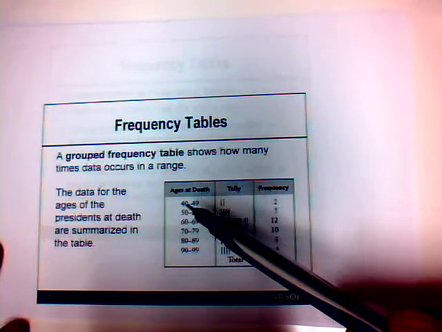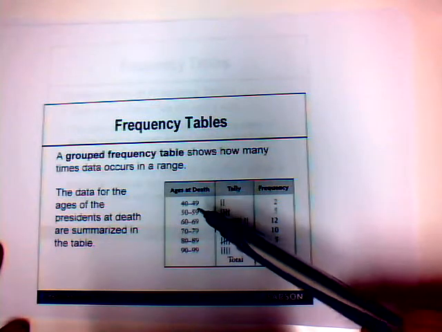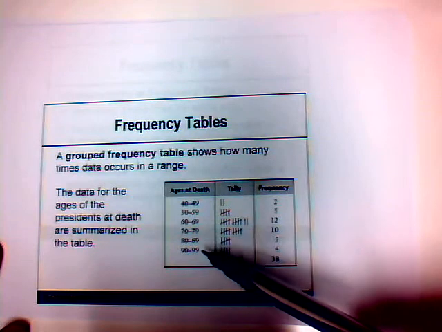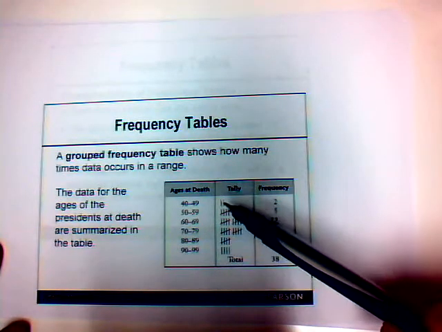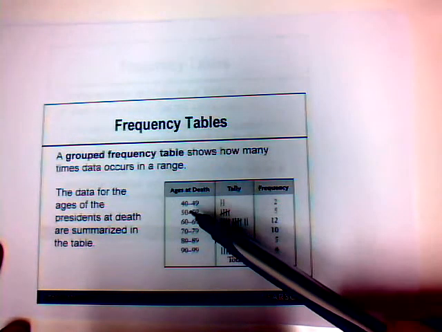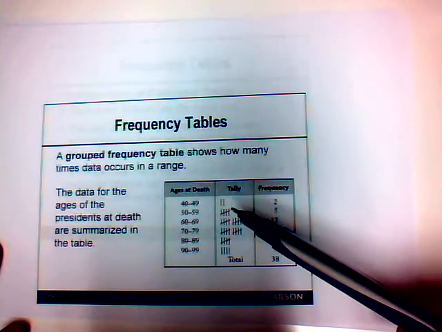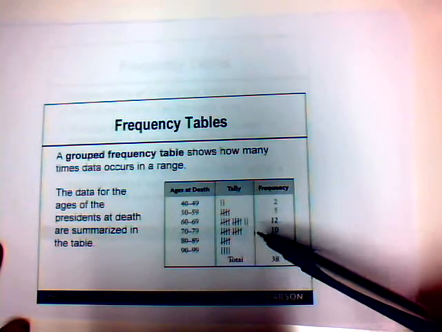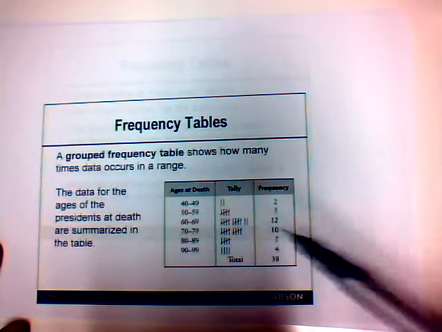Now, the ages of death, notice that the range is from 40 to 49, then 50 to 59, 60 to 69, and so on. And then they tallied how many of those deaths were between 40 and 49. There were only 2. And from 60 to 69, for example, there were 12. 70 to 79, there were 10.